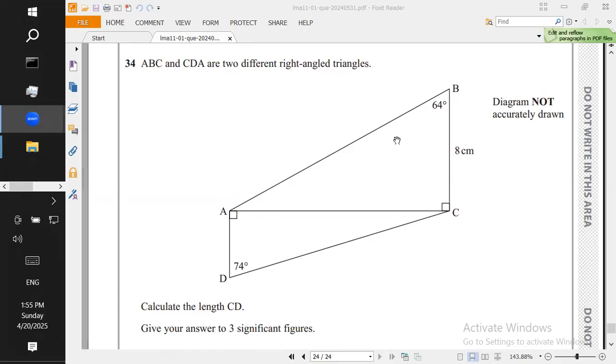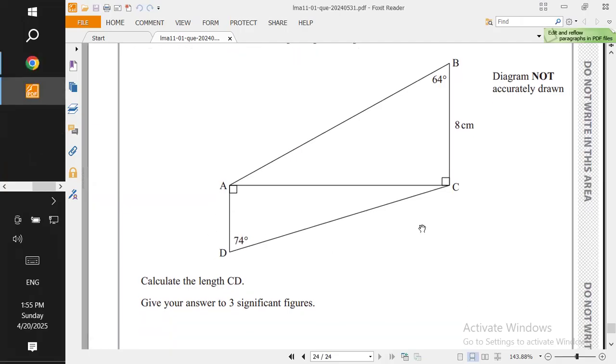In these triangles here, we have this angle ABC 64, BC is 8 centimeters, and the angle ADC is 74 degrees. Now, to find CD, which is this line here, in this triangle we only have the angle. It means we can't find this line unless we have the length of one of these lines. And this line is shared between these two triangles. This means that I can find the line AC using the angle 64 and the line BC, which is 8 centimeters.